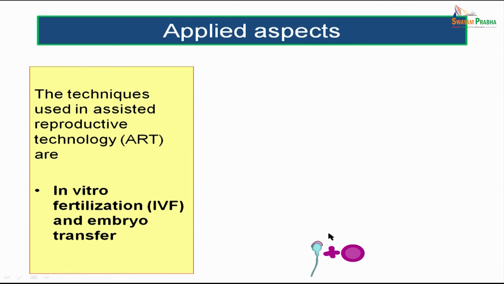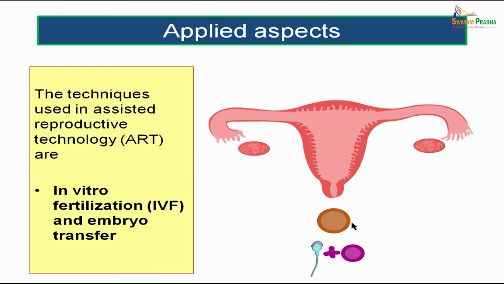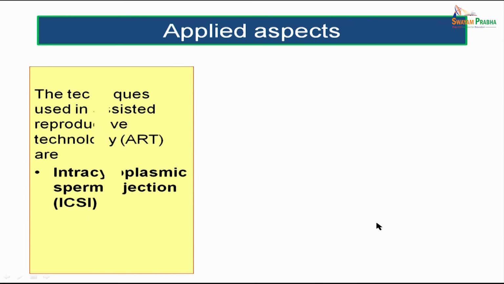So, we have the sperm here, we have the ovum here, we have taken it out. We have taken out the sperm from the father and we have taken out the oocyte from the mother, and the fertilization is actually happening outside the uterus. And now we have the embryo ready outside the uterus, and it is time for us to transplant or transfer the embryo into the uterus. This method is known as in vitro fertilization.